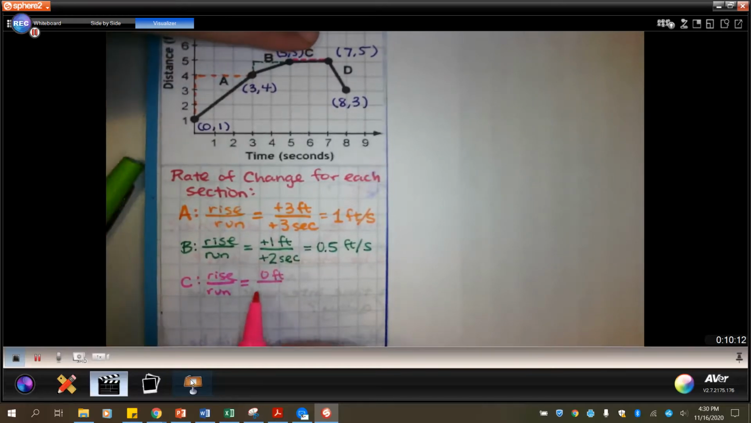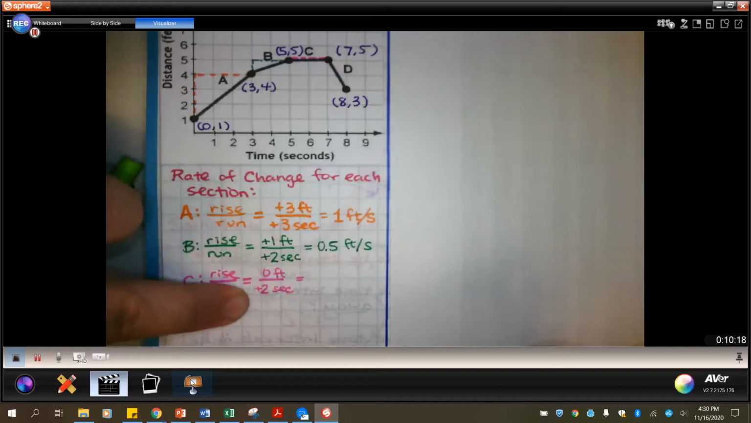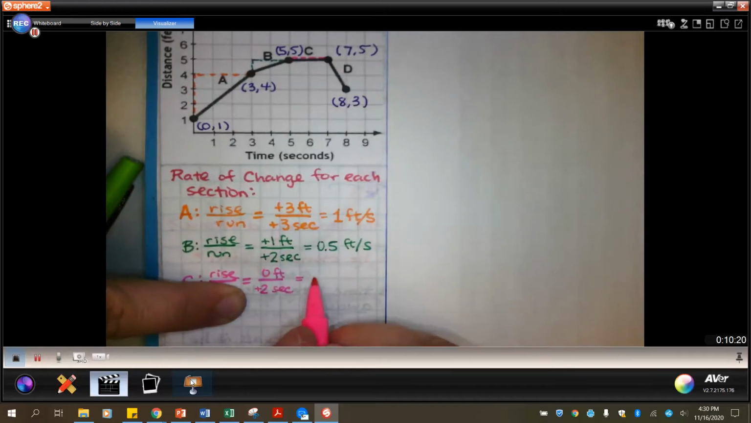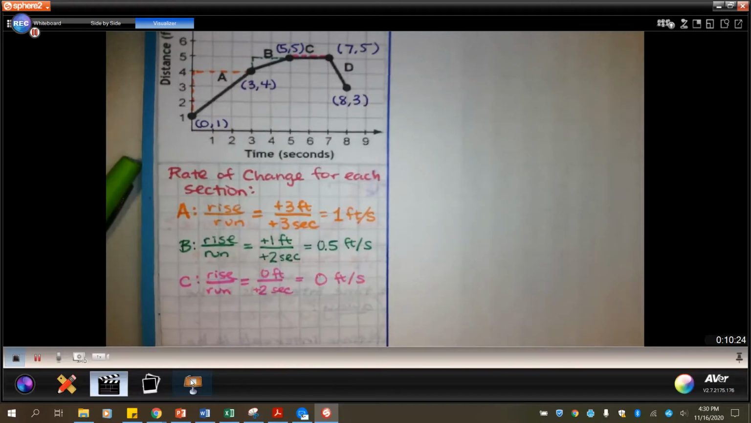And then we went over 2 seconds. Well, 0 divided by 2 is 0 feet per second. And if you think about it, that makes sense because it's a horizontal line. And we know that when there's a horizontal line, there's no movement, right? So they didn't go anywhere. Thus, they traveled 0 feet per second.